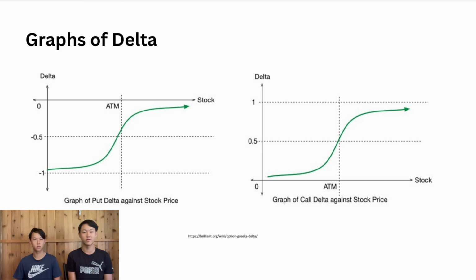The graph on the right represents call delta against stock price. The left side of the graph represents out of the money call options. The right side of the graph represents in the money call options, and the line in the middle represents at the money calls. As a call goes further in the money, the delta will approach 1. As the call goes further out of the money, the delta will approach 0. At the money call options have a delta of 0.5.